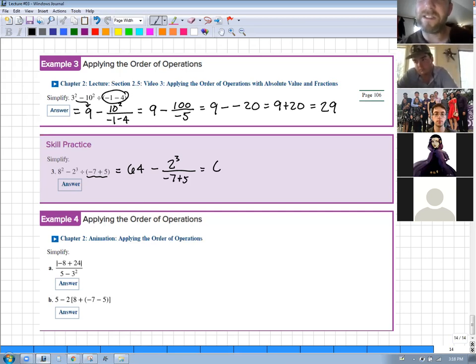Okay, so we got our 64. We still have our minus. 2 cubed is 8. Negative 7 plus 5 would be a negative 2. So again, we have a minus and a minus, which turns into a plus. The 8 over 2 becomes 4. So 64 plus 4 is 68.